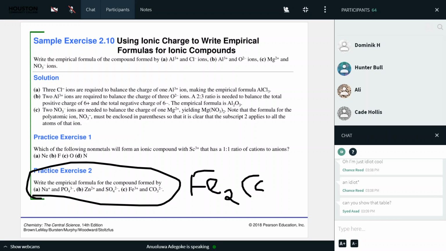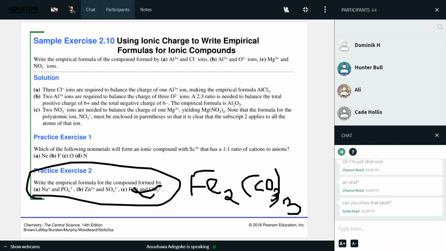Whenever you're dealing with a polyatomic ionic compound, you want to make sure you put them in parentheses or it's just going to be confusing. And then that 3 plus will come here, making it a neutral compound. So it's just crisscross. This goes here, that goes there. So you can try the rest at home.